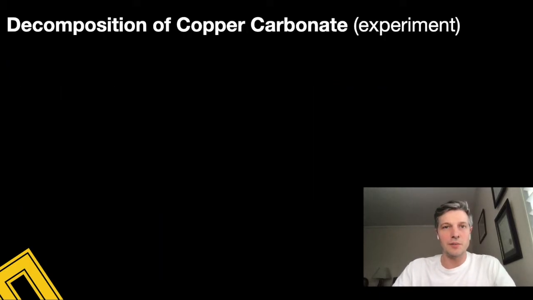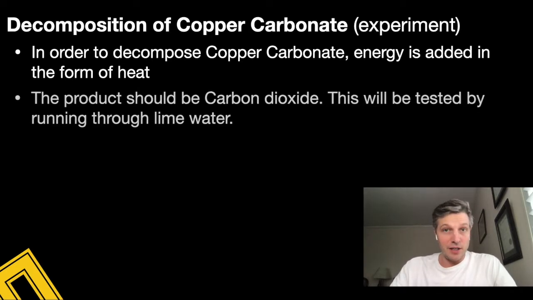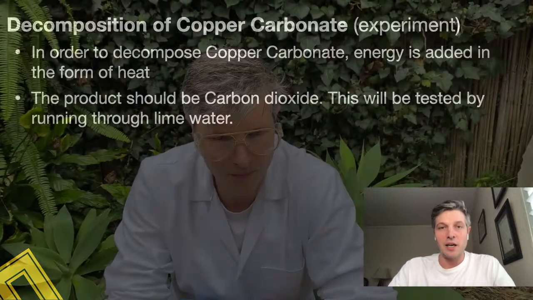Let's now jump straight into the experimental side of this. We're going to look at the decomposition of copper carbonate, one of my favourite experiments just because it looks cool. In order to decompose copper carbonate, we need to add energy, and we're going to do that in the form of heat. Normally we would use a Bunsen burner. I'm going to improvise. So our product, based on our general formula, should be carbon dioxide.